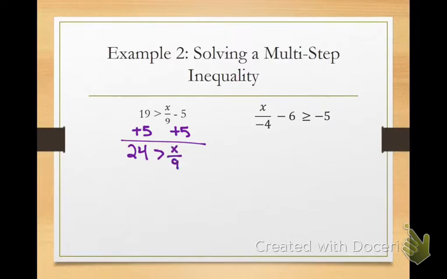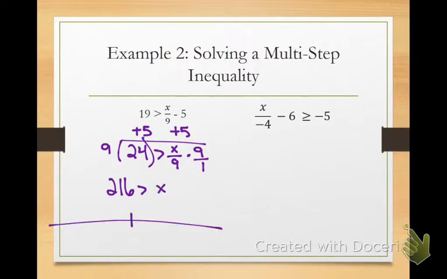I'll give you a minute to try to come up with your answer. So now we multiply both sides by 9. Did y'all get 216? Yes. Okay, and when we graph this, we have to be careful about which way our arrow goes, because it looks like a greater than sign, but we know that we must read the variable first, so this is actually x is less than 216, or what this means is all numbers must be less than 216 to make the inequality true. So open dot going left.